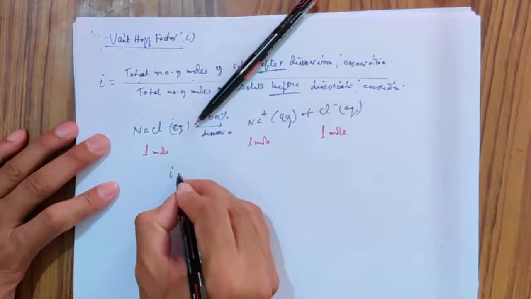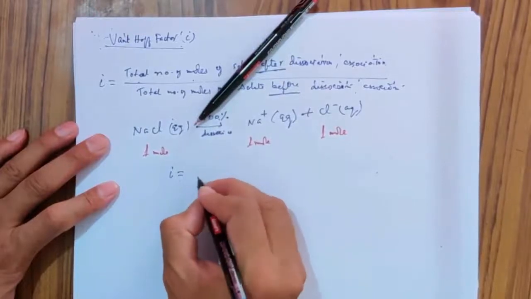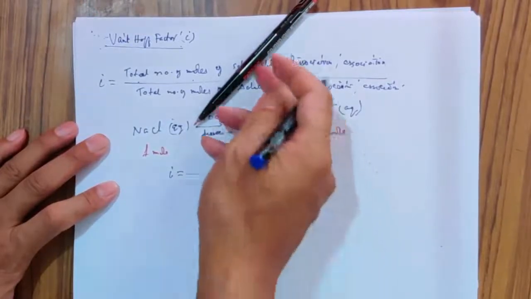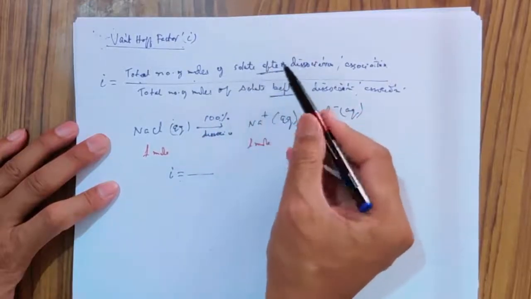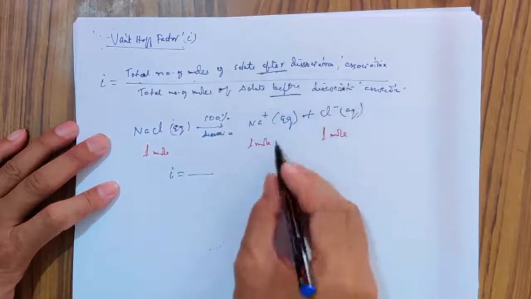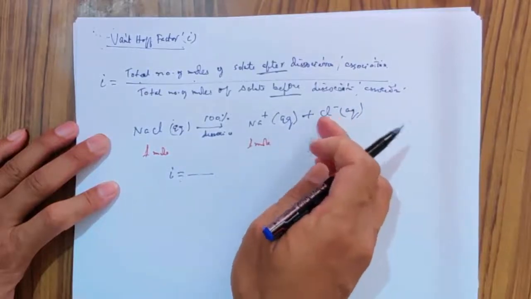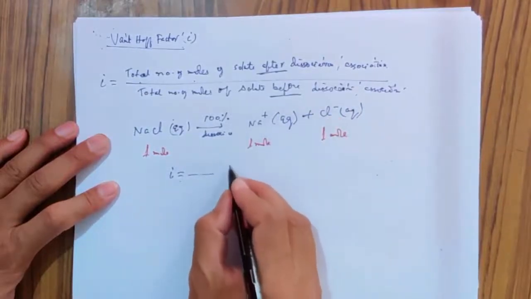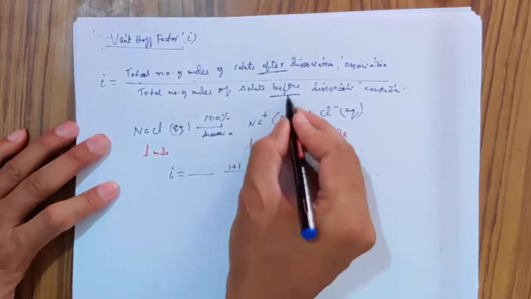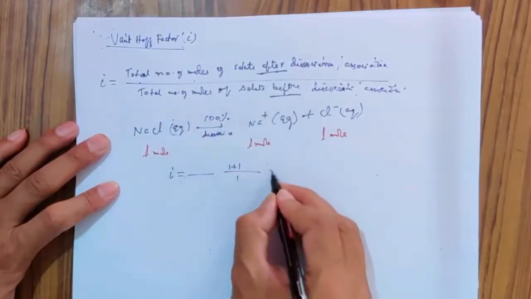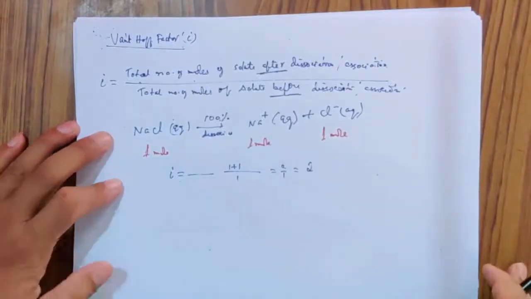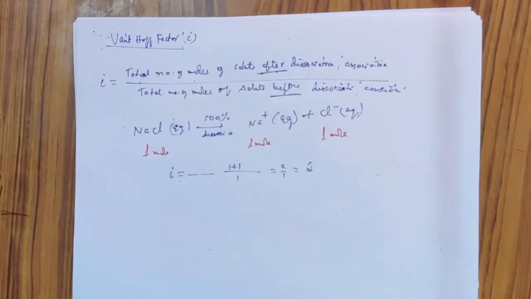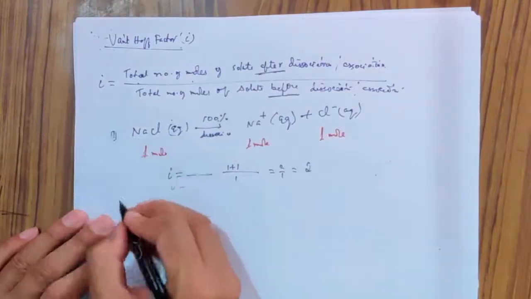Now, what is the Van't Hoff factor? It is the total number of moles of solute after dissociation divided by the moles before dissociation. After dissociation, how many moles are there? 1 plus 1. Before dissociation, this is 1 mole. So 2 by 1, which is 2. So the Van't Hoff factor for NaCl dissociation is 2. Example done.